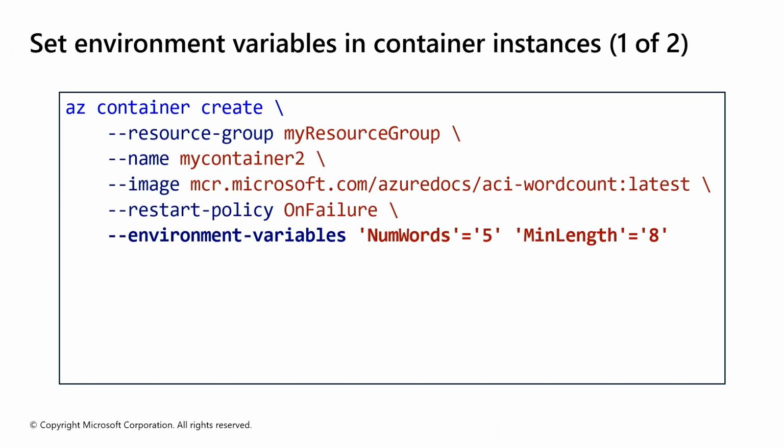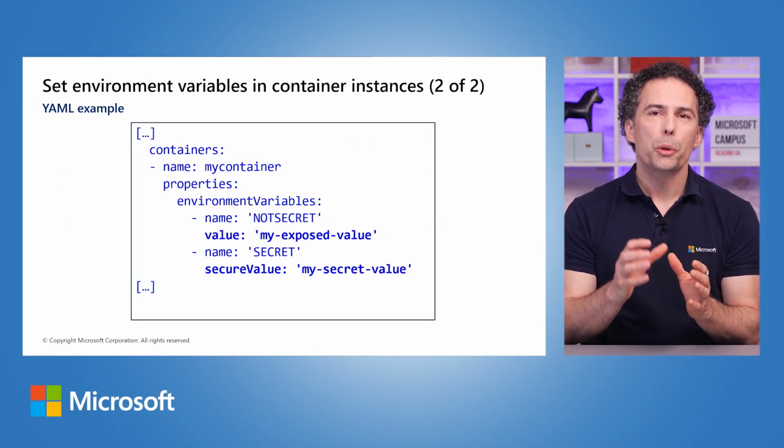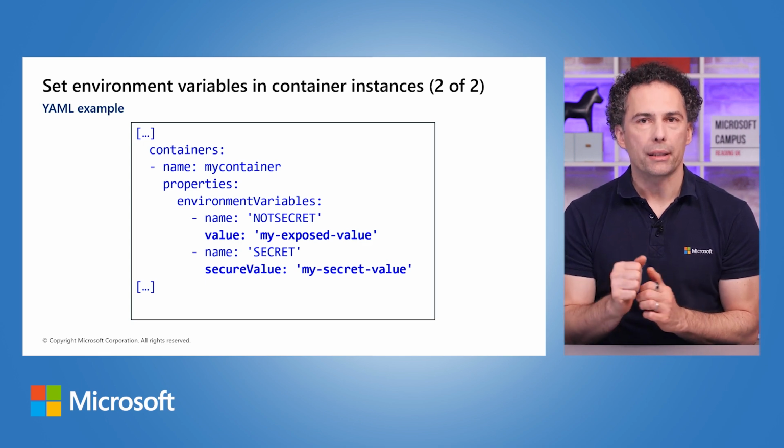Environment variables provide dynamic configuration of the application or script running in your container. In this example, two variables are passed to the container when it is created. ACI supports both Windows and Linux containers to pass secrets as environment variables. In YAML, you can set variables in two ways.